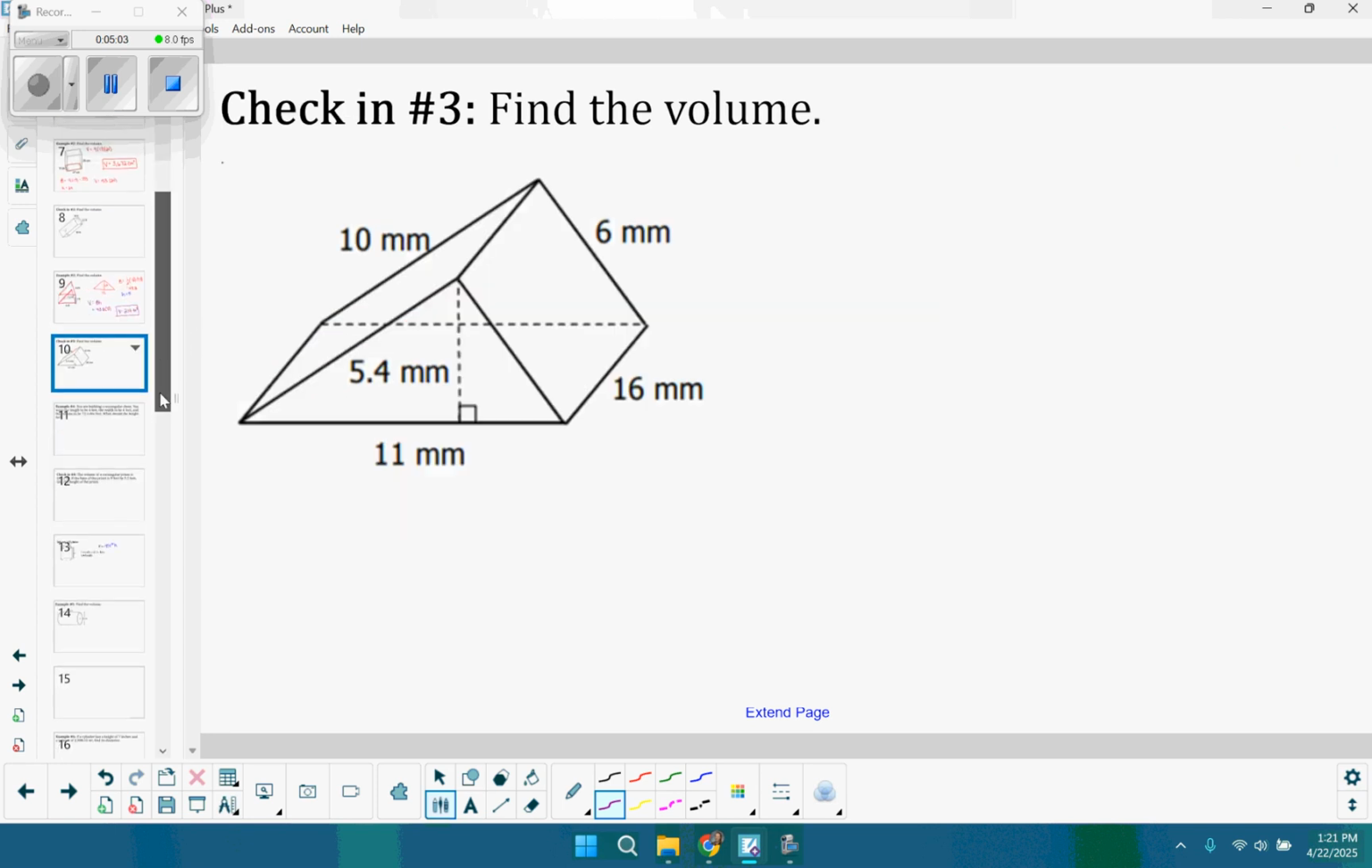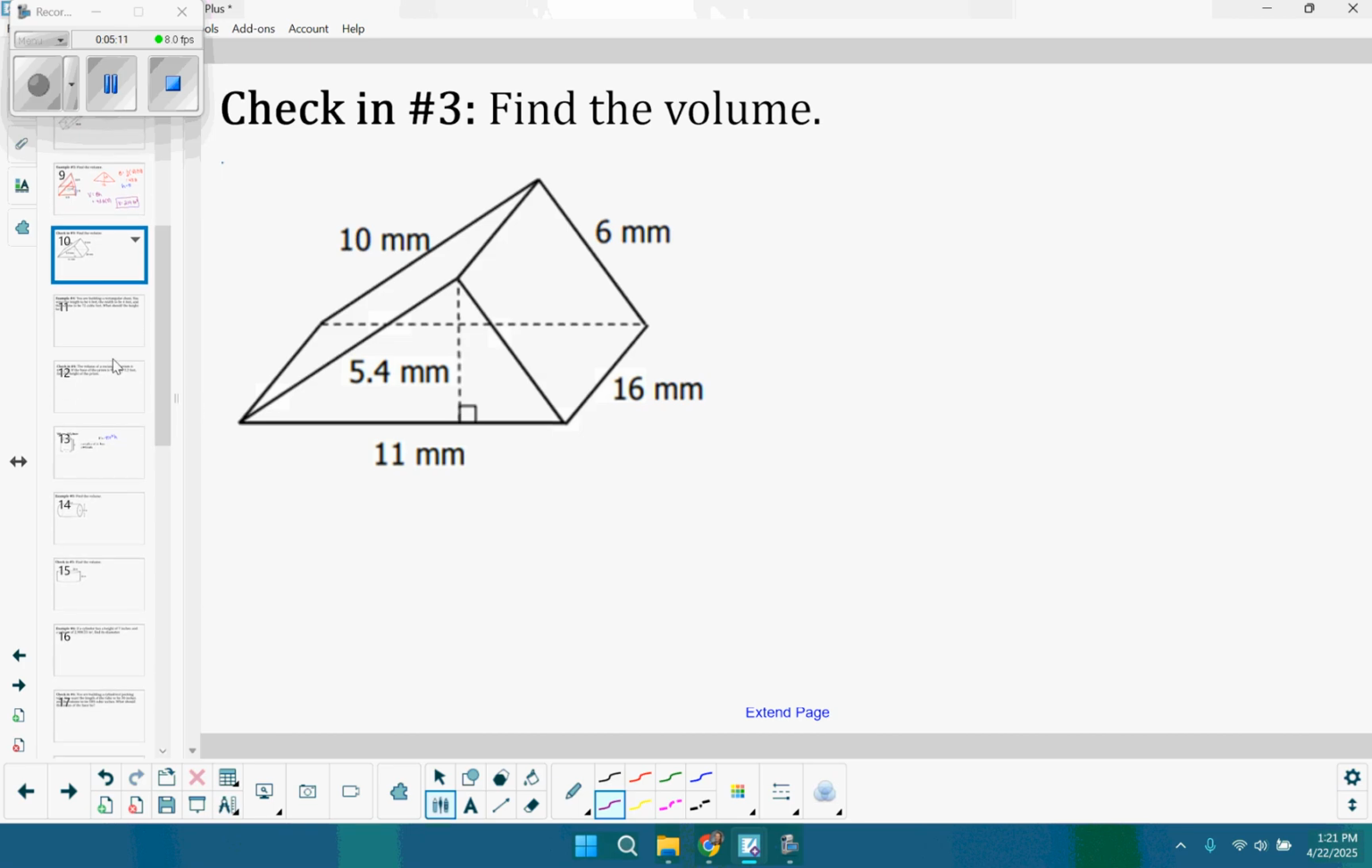So here's a check-in for you to try. Be careful. The triangles are in the front and back. It's not the bottom. Pause. Answers are posted on Google Classroom.